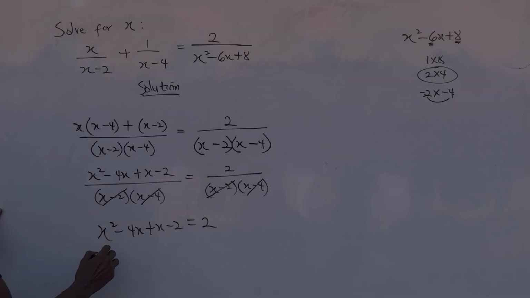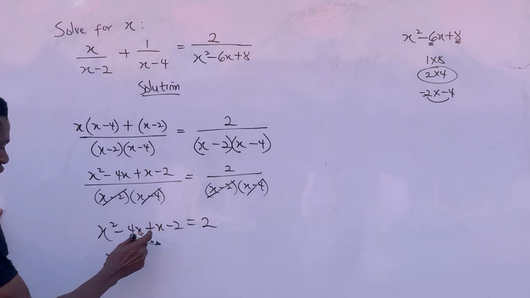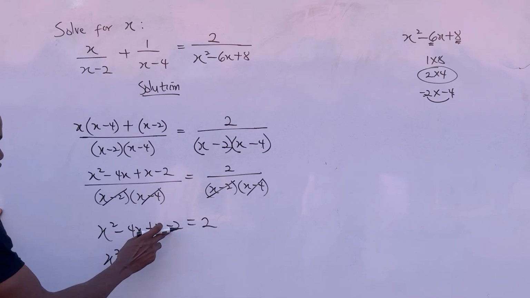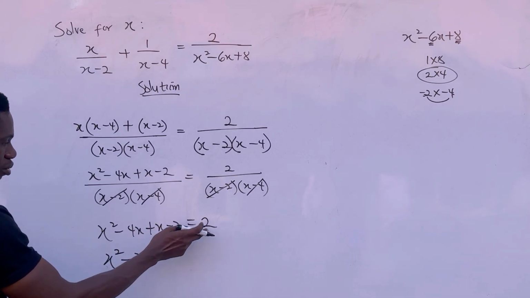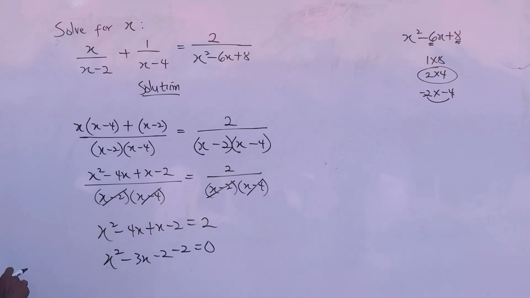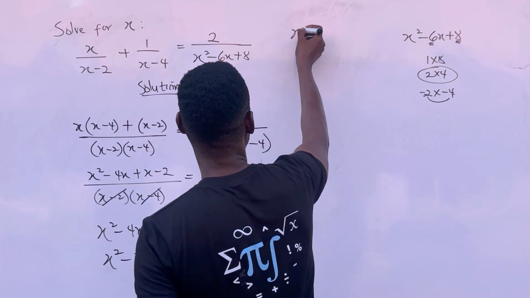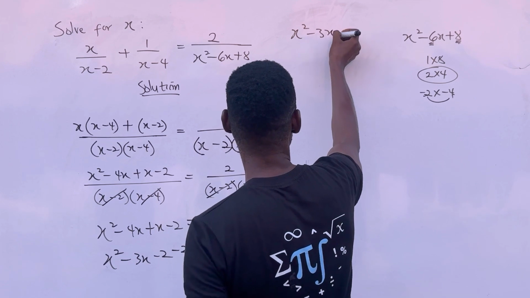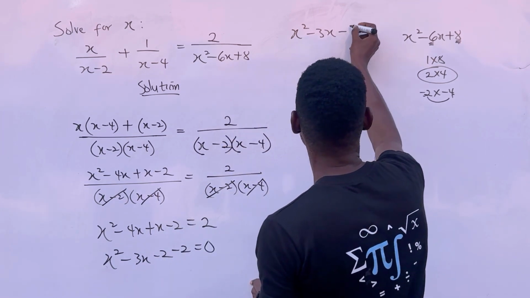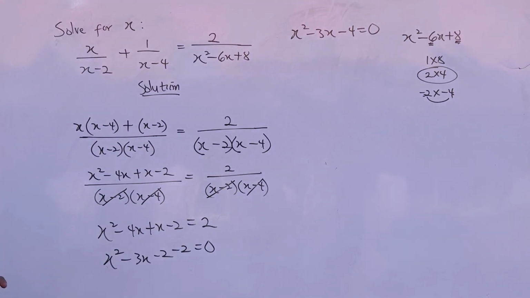So this is quadratic. Let's rearrange. x squared. So we have minus 4x plus 1x, that's minus 3x. So here we have negative 2. This positive 2, if we bring it in, becomes negative 2 equal to 0. So let me take it up. So what we'll have as our quadratic equation is now x squared minus 3x minus 4 equal to 0. Remember, we have to solve for x.